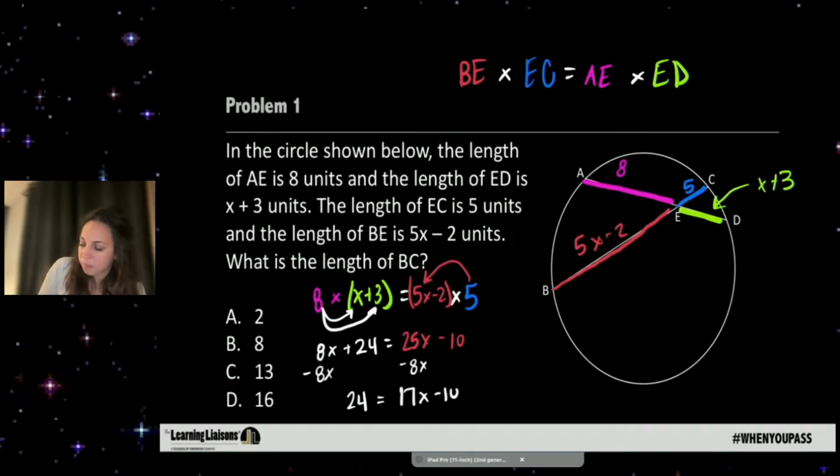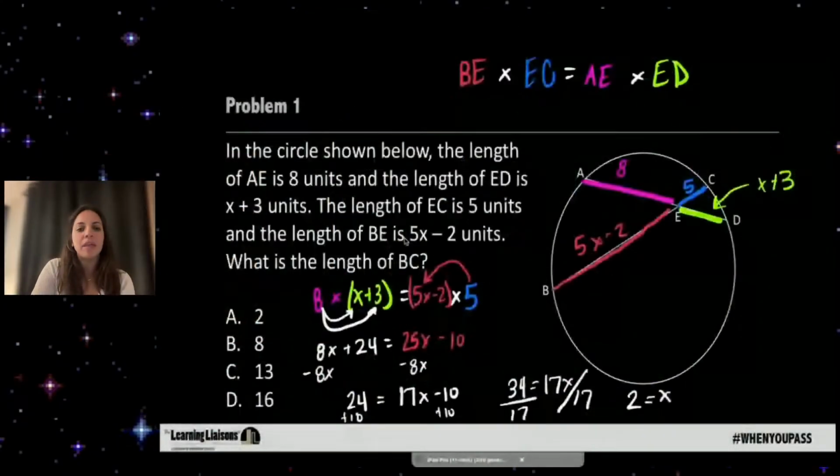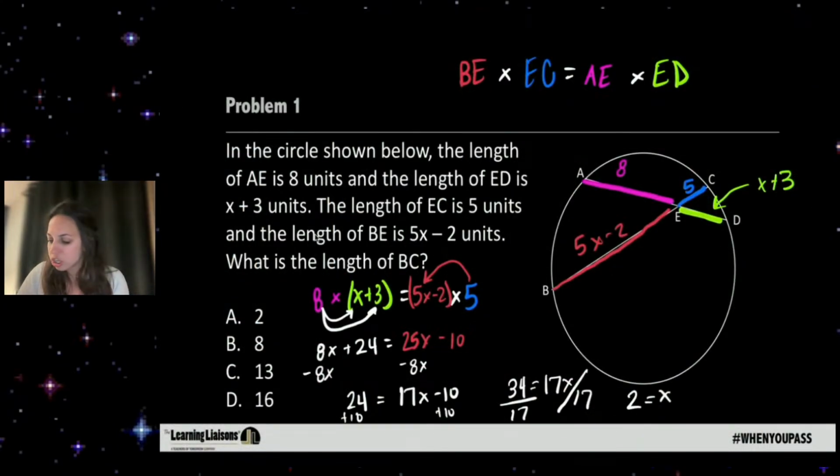17x minus 10. Add 10 to both sides. 34 equals 17x, divided by 17 on both sides. If you're not sure how I got all of that algebraic stuff, please let me know so that I can slow down that part for you. But we end up with x equals 2.